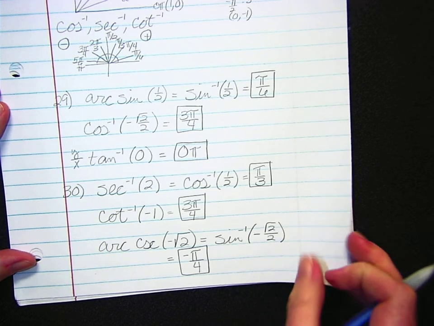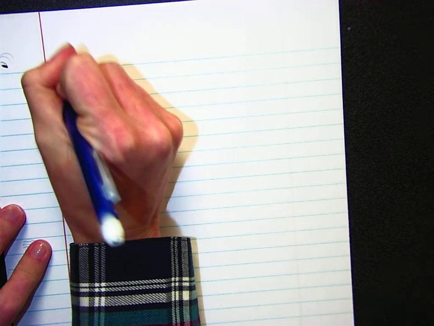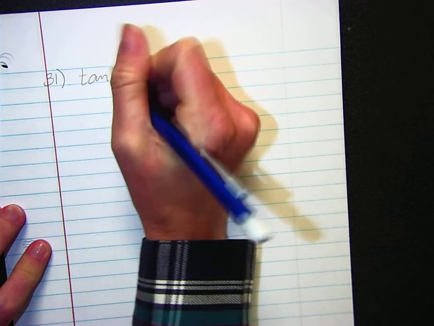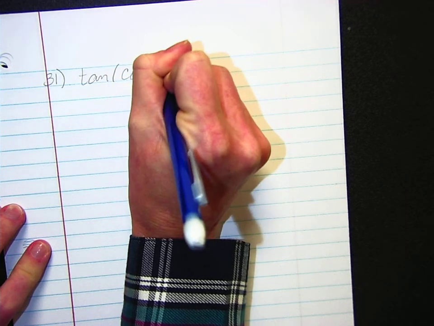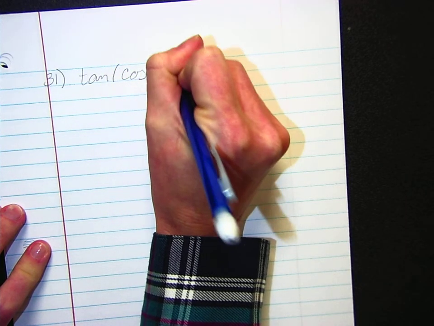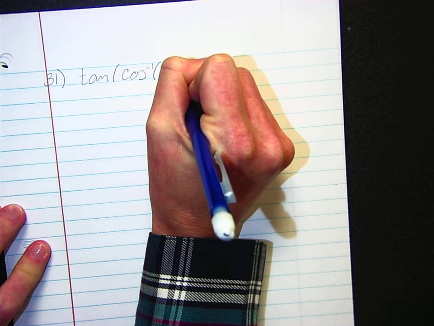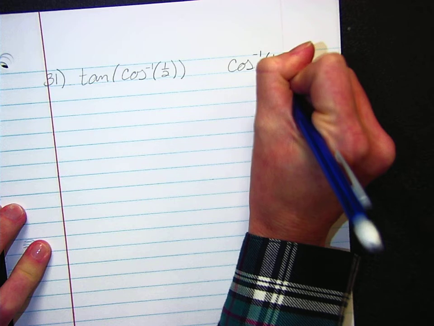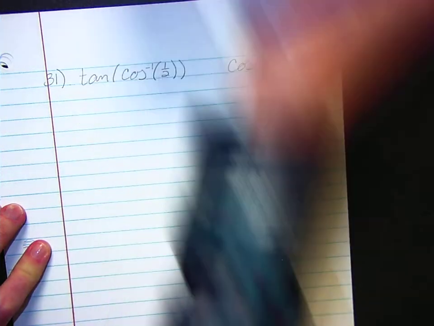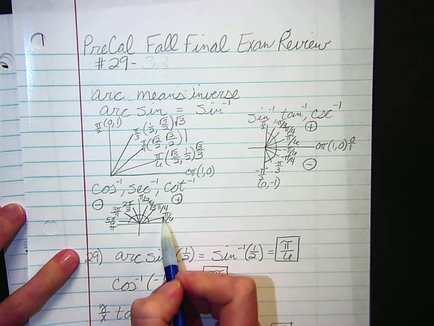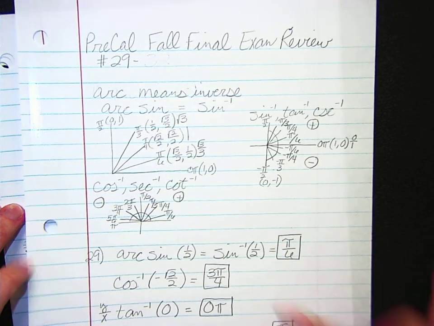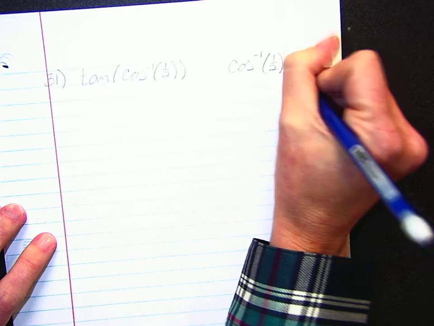Okay, on 31, we get into a composite function with our inverses. So on 31, I want to find the exact value of the tangent of the arc cosine. I'm going to go ahead and make that the inverse cosine of 1/2. And with a composite function, you want to work from the inside out. So I'm going to start just by going over here on the side, and I'm going to find, where is cosine 1/2? All right, so back to my unit circle that I was using. We're working in the first quadrant because it's positive, and cosine is 1/2 right here at pi over 3. So this is going to be pi over 3.